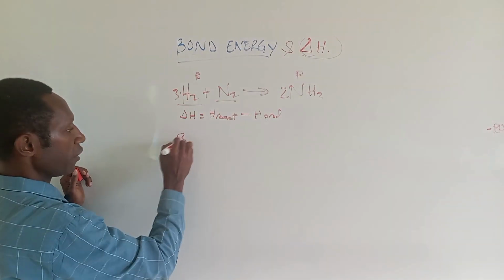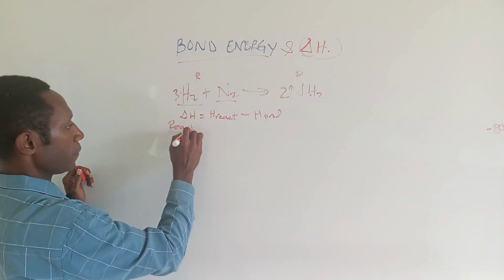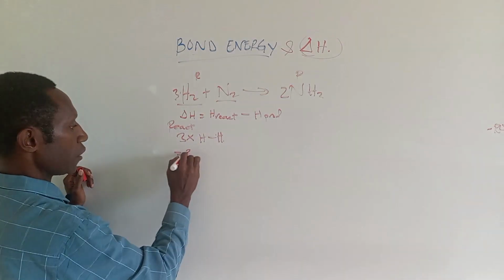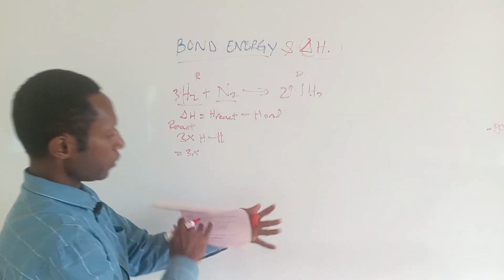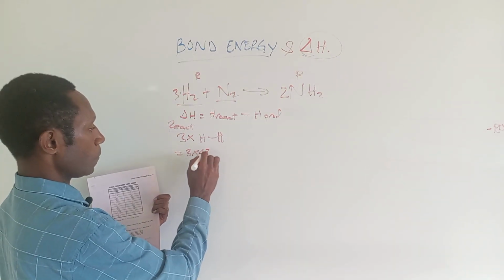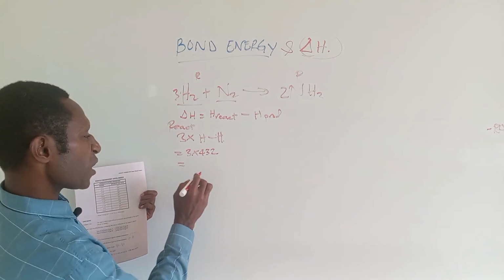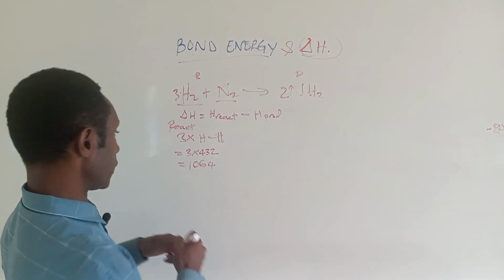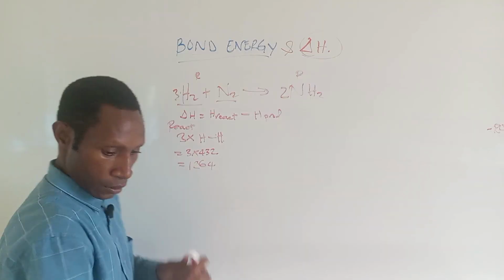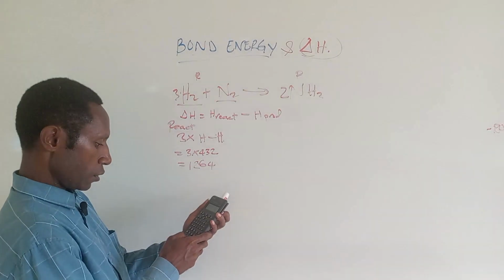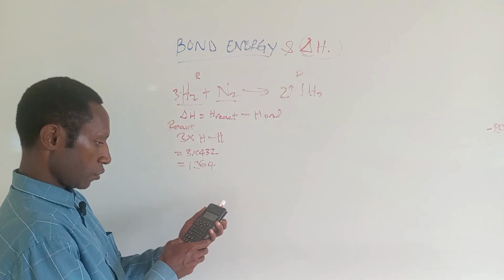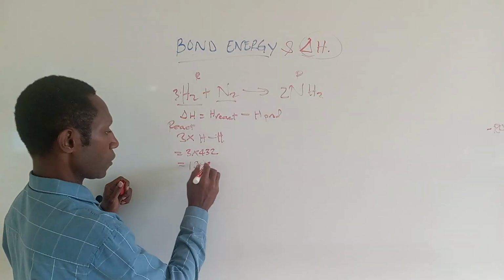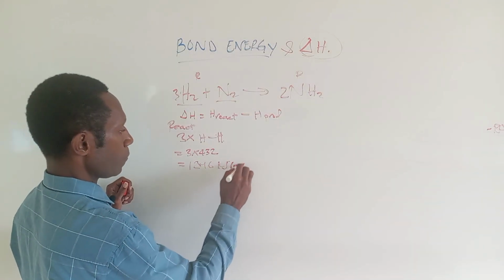When you do that, for H of reactant, we have to use the balanced equation. So you see there are 3 moles, so 3 times H2. 3 times the value, 432. So we should get about 1064. Oh wait, 1264. Okay, let me check. 3 times 432, no, 1296. And this is kilojoules per mole.